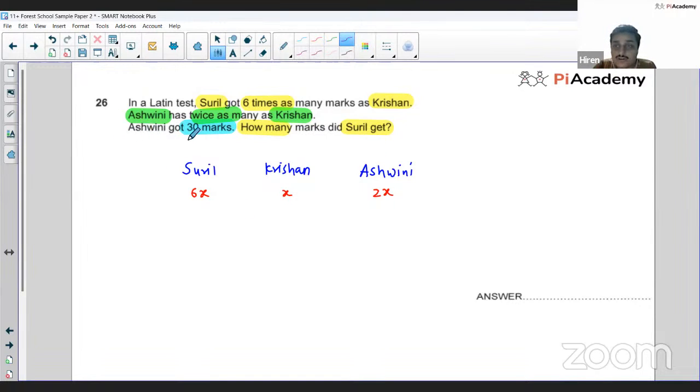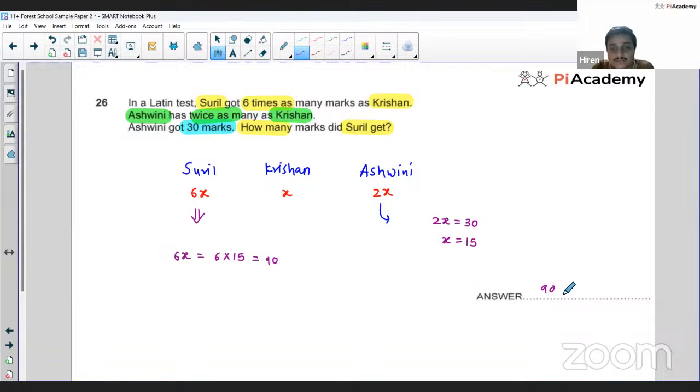See, Ashwini's marks, you got it, right? So you can equate this one with Ashwini, right? 2x is going to be equal to 30. The reason is Ashwini is scoring 30 marks, and you know already in terms of algebra, this is 2x, right? And from here, it's very clear, x must be 15. So they are asking for Suril. So Suril is equal to what? 6x. So 6x is going to be 6 times 15, and 15 times 6 is nothing but 90. So Suril is scoring 90 marks.